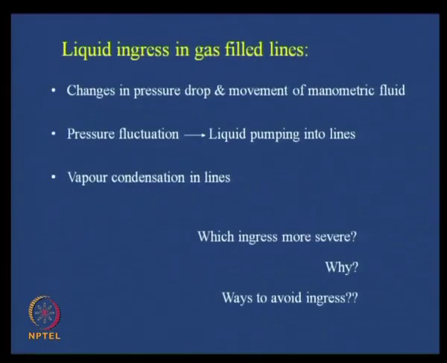The reasons will be the same: changes in pressure drop and movement of manometric liquid, pressure fluctuations due to which liquid is pumped inside the lines, and of course, with a low boiling vapor with a low condensing temperature, cryogenic fluids, there will be vapor condensing. So, either way, whether we fill it up with liquid or we fill it up with gas, we find that the second fluid has every chance to enter. Okay. So, we have to avoid this particular entering.